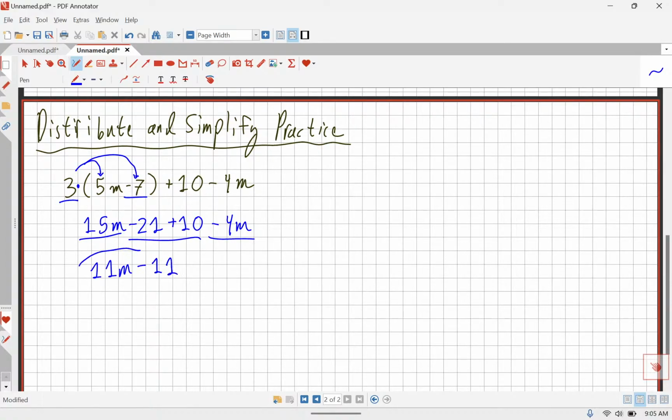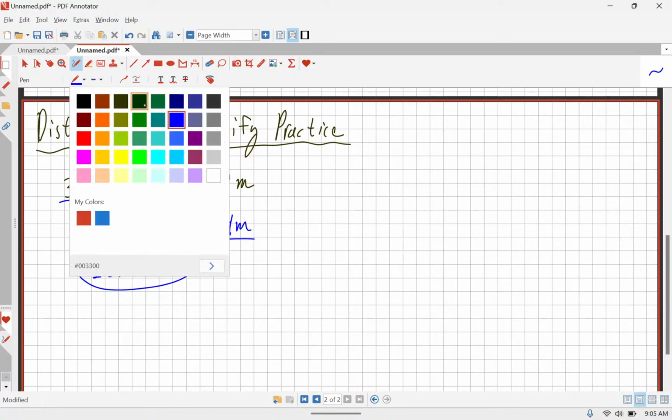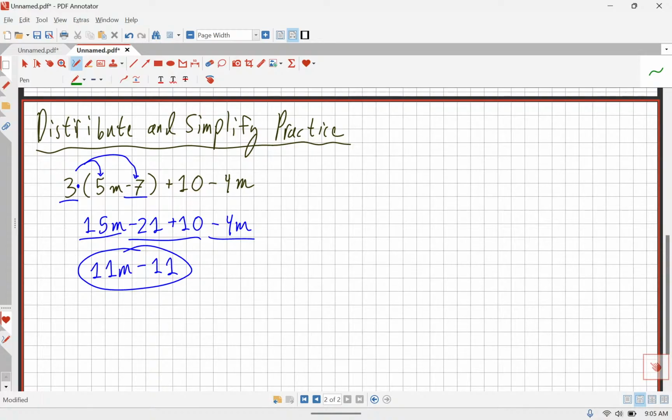Beautiful. Negative 11m minus 11. How many of us got negative 11m minus 11? Or after seeing that, feel like we could manage that okay? You guys doing okay out there? Okay, perfect. So this hits a little bit different when I do something like this.